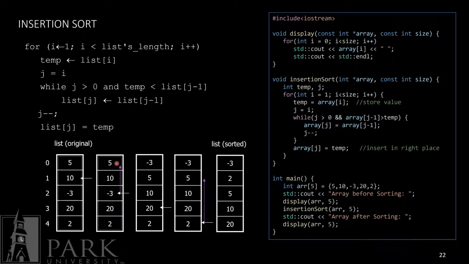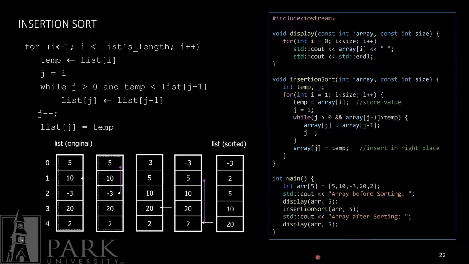Then we're going to move up 1, and we're going to say, okay, is 5 greater than -3? Yes. So then we're going to execute this again, and we're going to move it down 1. And then we're going to get here, and we're going to say, oh, we are not greater than 0, so we're going to go ahead and drop it in. Okay? So that's the algorithm in a nutshell.